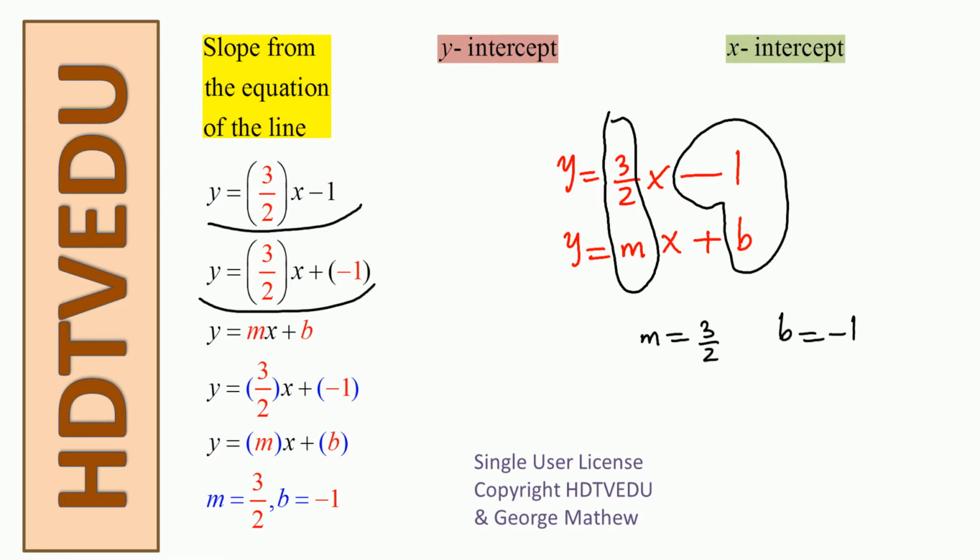So slope is rise over run. Rise is 3, run is 2. So for every 2 units you move to the right along the horizontal, you go vertically up by 3 units. Join those two, you have the slope of the line. So slope is 3 half and b is negative 1.